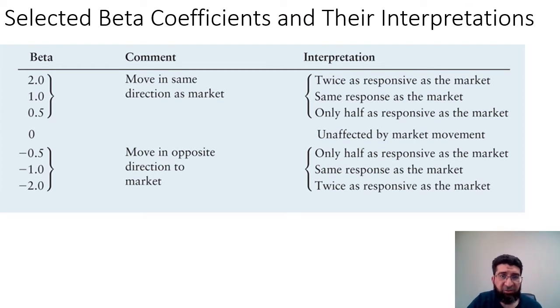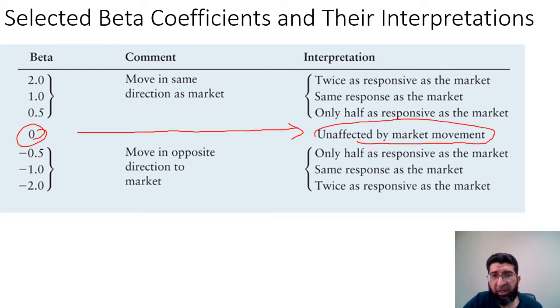Now the interpretation of beta is clearer here. You can see that 0 is the benchmark where the asset is unaffected by market movement. So our asset will be unaffected by any market movement. It has no correlation with, or no connection with, the market. Now, remember, beta is not the correlation.